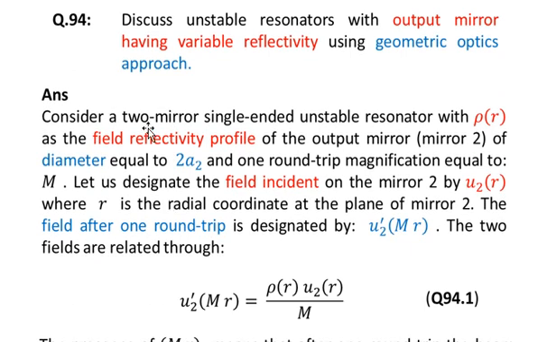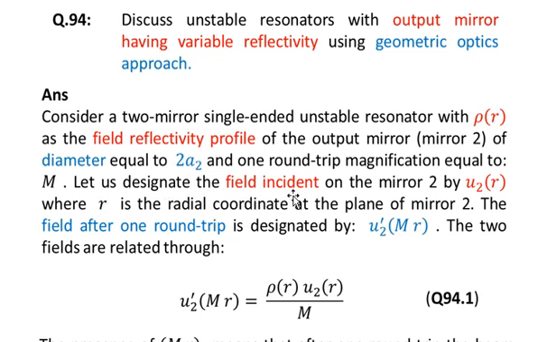The answer is, consider a two-mirror single-ended unstable resonator with rho of R as the field reflectivity profile of the output mirror, for example, mirror 2 of diameter equal to 2A2 and one round trip magnification equal to capital M. You see that such a single-ended unstable resonator has been discussed in much greater detail in slide number 93. I would suggest to have a look first on slide number 93 and then visit this lecture.